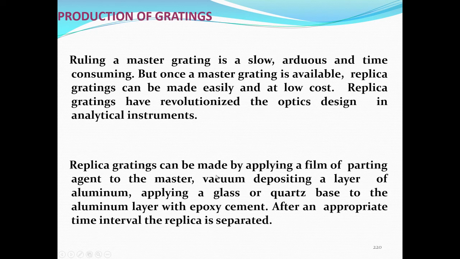So, replica gratings can be made by applying a film of a parting agent. That means I take a master grating, put a little bit of oil or butter or something which can be taken off, and then over that I put epoxy. The epoxy will harden, producing a replica of the grating on the epoxy. This epoxy is mounted on an aluminum plate. So, when you take it out, I have the grating ready. So, that is the whole idea.